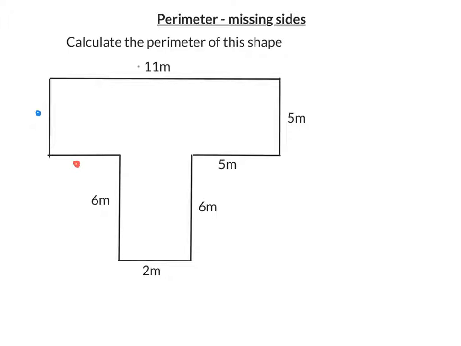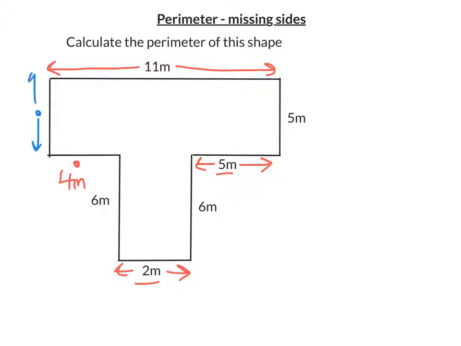Well, we know that the shape, this sort of T shape, is 11 meters along at the top. So if I add up the 5 and the 2 and the red missing side, that should also equal 11. Well, 5 plus 2 is 7, so I need to add on 4 meters to get to 11. Now, this blue side here is the same length as this side here, so this is going to be 5 meters.